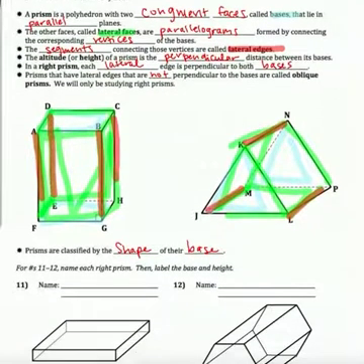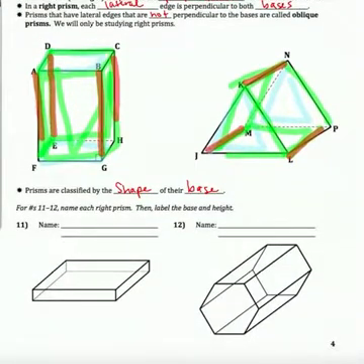so in number 11 and number 12, it asks us to name each right prism and then label its base and its height. So this particular prism would be a rectangular prism. Our base would be the rectangle at the bottom. And our height would be this tiny lateral edge on each of the corners that connects the two bases.